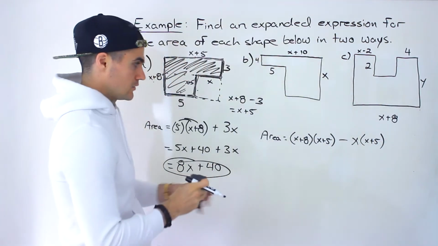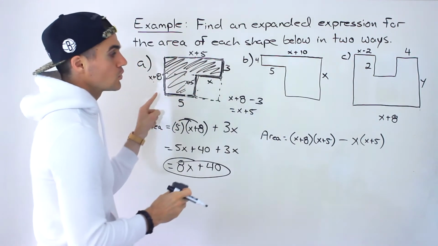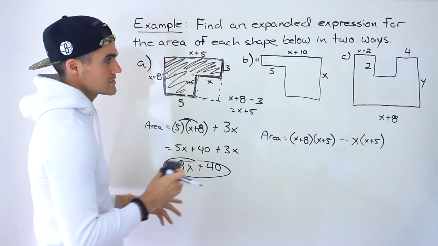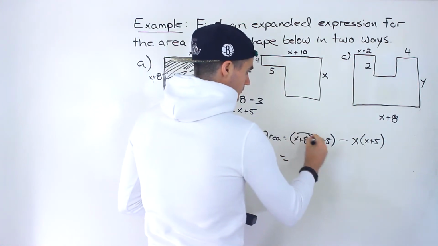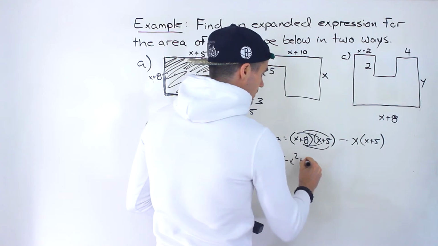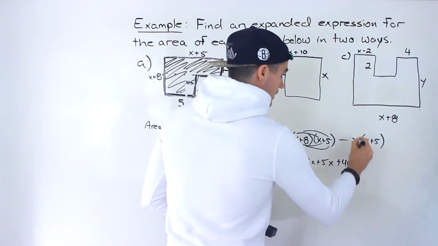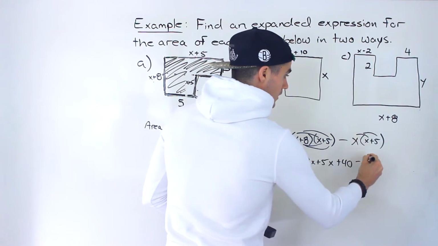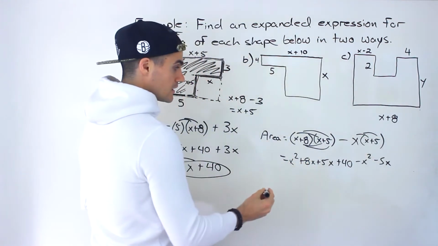So we're going to be subtracting x times x plus 5. Right? Again, notice how this is a more complex calculation, and it's more complex to go about it that way too. But sometimes it makes sense to do so. So notice here, if we FOIL everything out, we'll have x squared plus 8x plus 5x plus 40 minus x squared minus 5x, right? After we distribute that negative x inside the bracket.